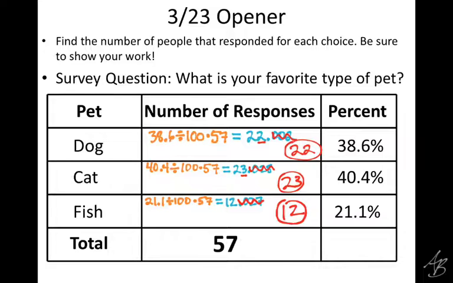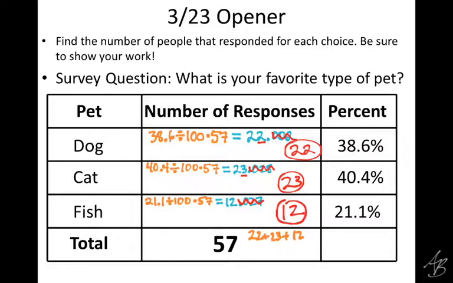The last thing we want to do here is add up the percentages. Actually, before we do that, let's check to make sure these numbers make sense for the survey. So we had 22 people who said dog, 23 people said cat, 12 people said fish. And so how can we check to make sure that those numbers make sense here? Add them together. What is 22 plus 23 plus 12? 57, right? So it works out okay? All right, so that's a good check just to make sure that our numbers make sense.